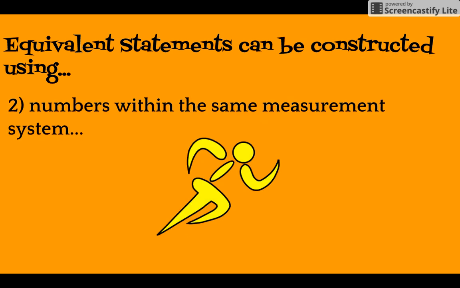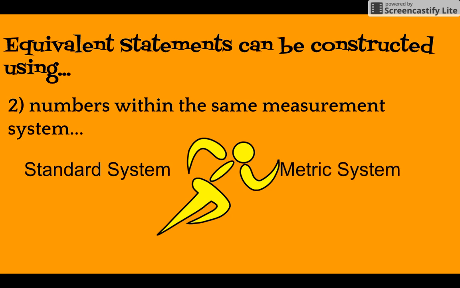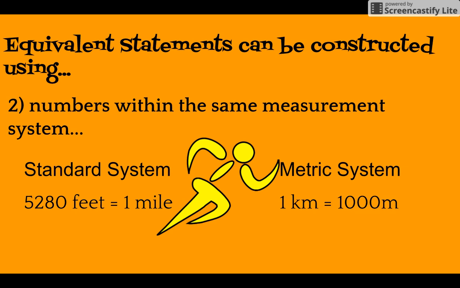The second way equivalence statements can be constructed is using numbers within the same measurement system. Remember far back, standard system and metric system, standard or US system. So within the standard system, you could figure out how many feet are in a mile, or within the metric system, how many meters are in a kilometer. I think that's pretty straightforward.